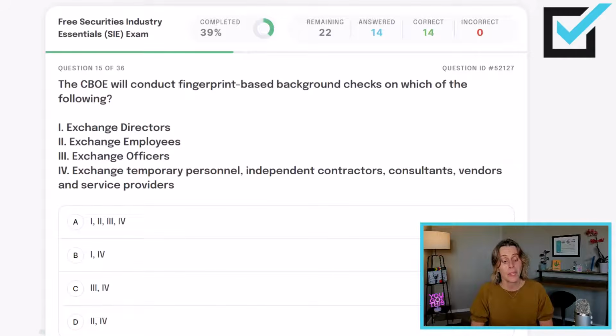The CBOE will conduct fingerprint-based background checks on which of the following? So the CBOE is the Chicago Board Options Exchange. Exchange directors, exchange employees, exchange officers, and exchange temporary personnel, independent contractors, consultants, vendors, and service providers. All of them. The CBOE will conduct fingerprint-based background checks on all 4 of those parties.